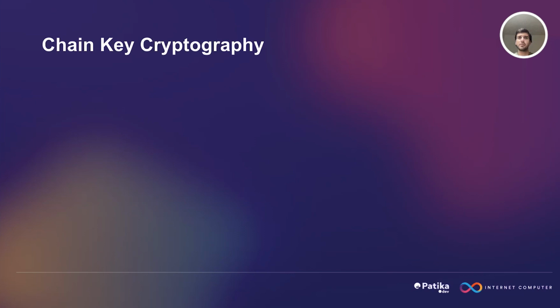Now, let's learn about chain key cryptography. Subnets and their communication between each other depend on a set of innovative cryptographic protocols known as chain key cryptography. This cryptographic approach enables subnets to authenticate user request responses, maintain subnet state, and exchange messages between subnets in a fully decentralized manner. Now, let's look at how ICP works with chain key cryptography.